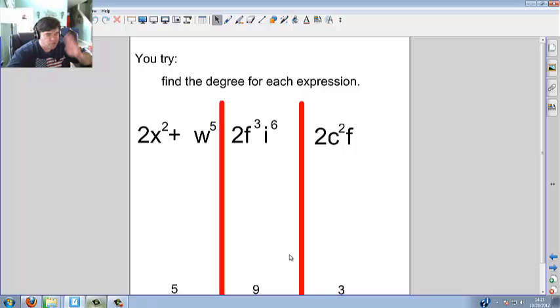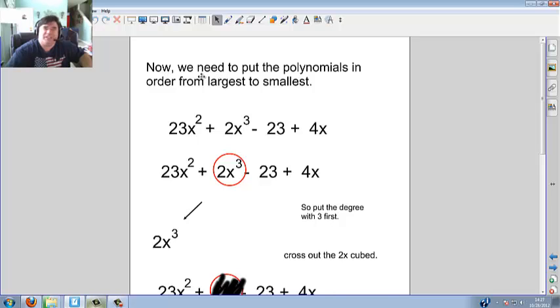I guess they're listed. Oh well. This one was 5 because of the y to the fifth. This is 9 because 3 and 6 are touching times-wise, so they become 9. And this is a 3 because these two are touching. And remember, f is f to the first. Now, let's take a short break.